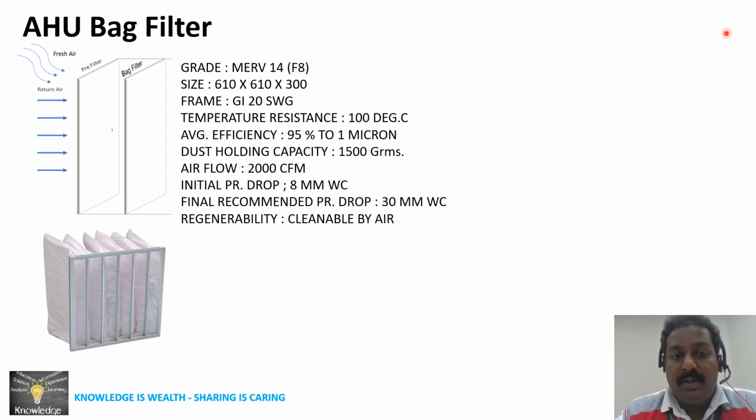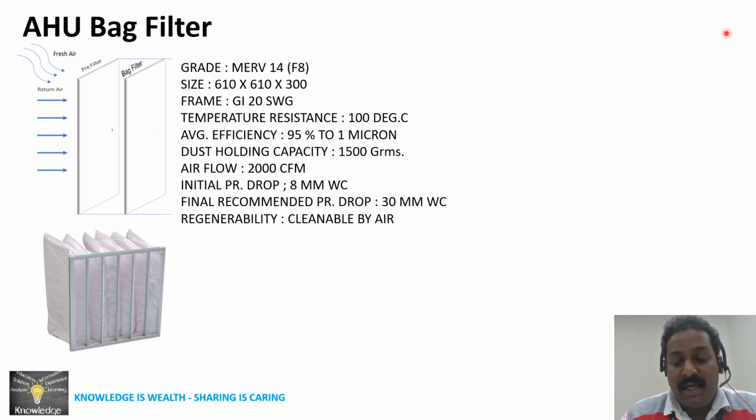In this, what we need to check is whether MERV 13 or MERV 14 filters we are using, which F class classification, and what the efficiency is. Temperature: it can stand up to 100 degrees centigrade, and average efficiency is 95% capturing 1 micron. If you go for HEPA, it will capture less than 1 micron also. Dust holding capacity is 1.5 kg, airflow 2000 CFM, pressure drop 8 mmWC, and final pressure drop 30 mmWC. It needs to be cleaned with air, not with a water solution.